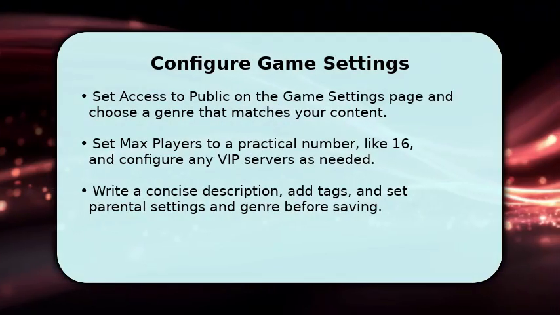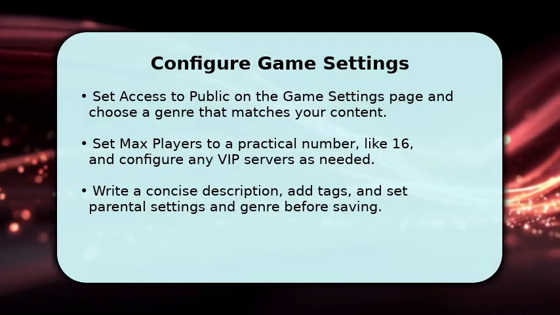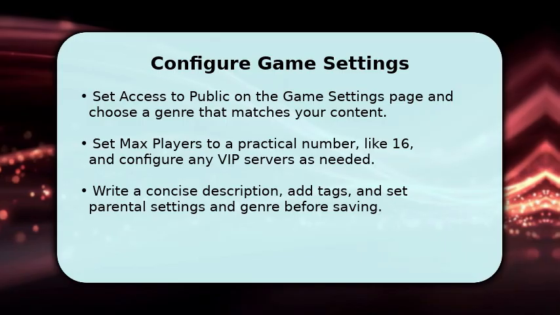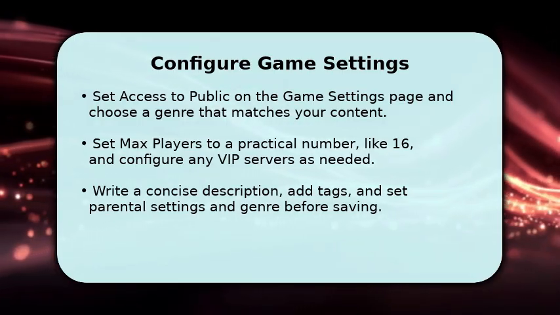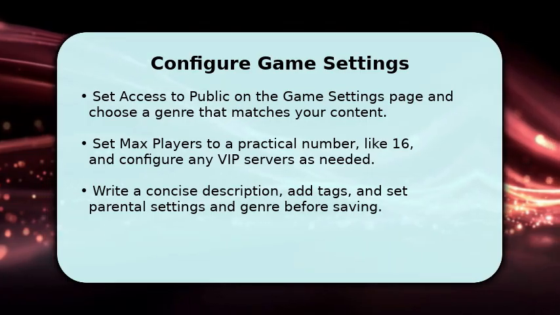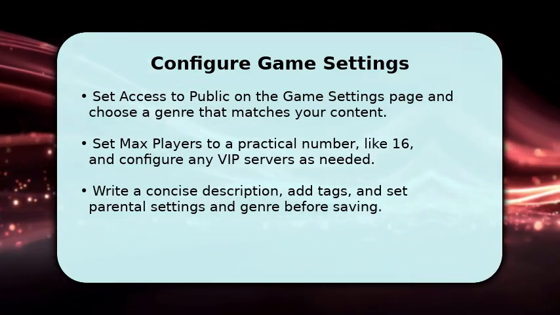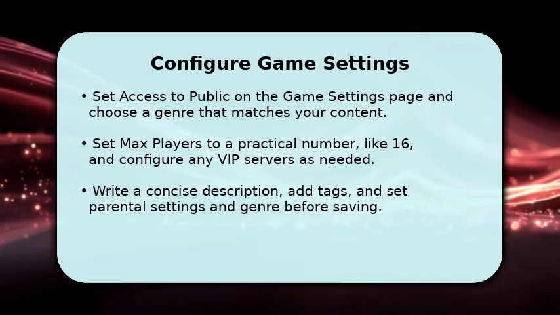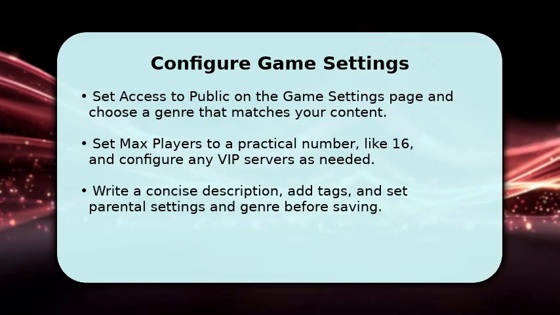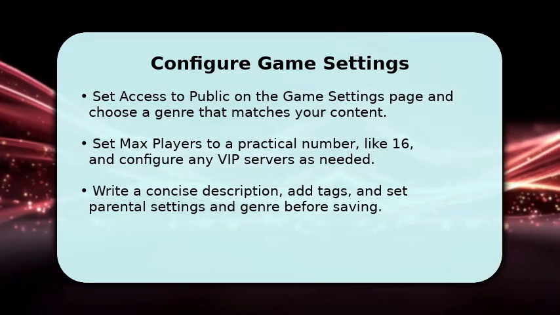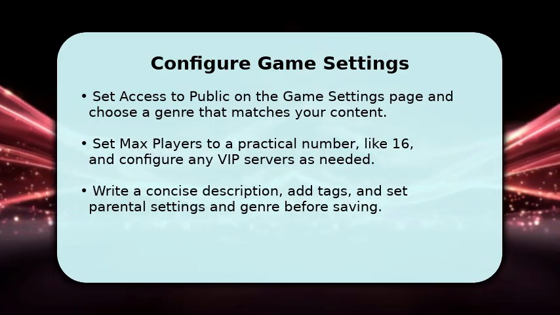Open the game settings in Roblox Studio or the experience page online and set access to public so anyone can join, then choose a genre that matches your content. Set max players to a practical limit, for example 16, and decide if you want VIP servers or reserved slots. Enable or disable third-party sales and HTTP requests as necessary. Fill in a concise description, add relevant tags, set age and parental controls, and save these settings before publishing live.